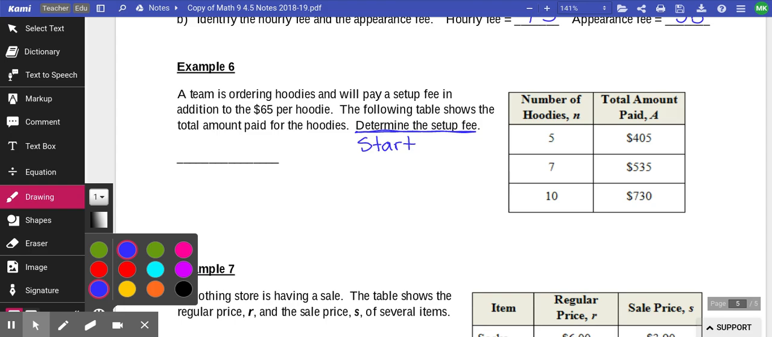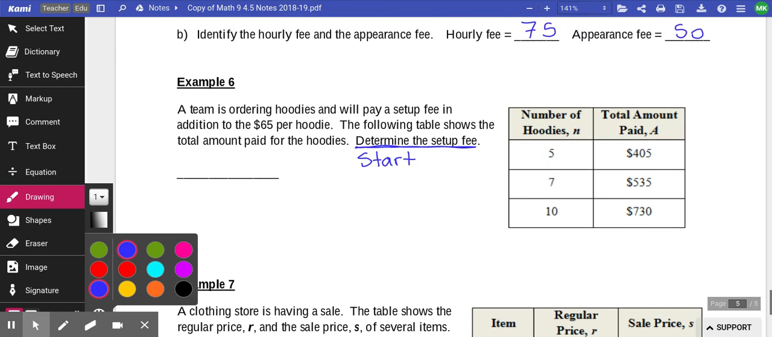The other way that you could do it is by trying to use one of our equations. The equations that we've been creating have all been slope-intercept form. They've all been y equals mx plus b, right? We've been doing that every question.